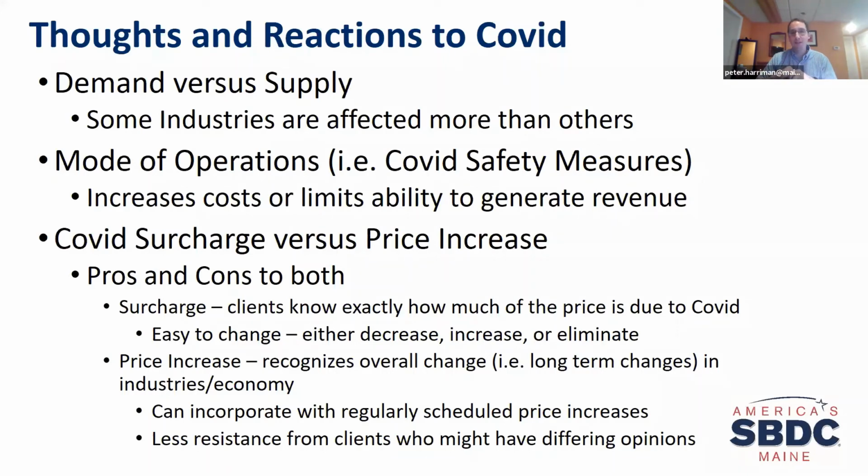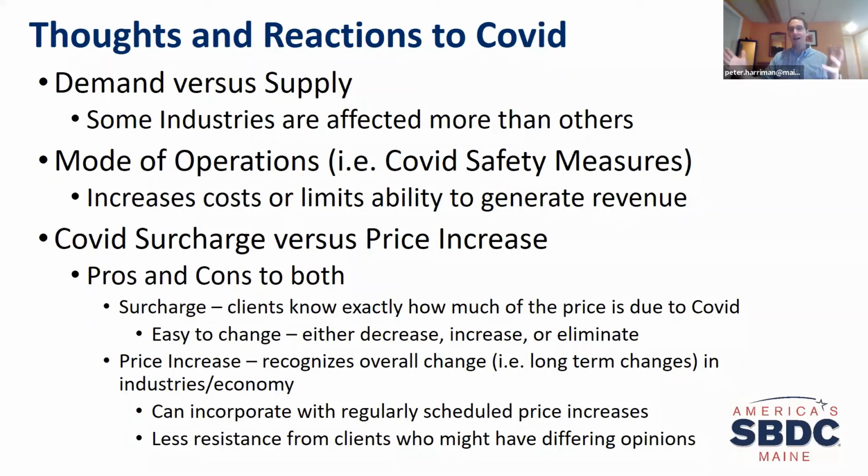Mode of operation, right? COVID safety measures, and there's really three different ways COVID is affecting businesses. One, it affects your industry in general, like restaurants or whatnot. Two, it could affect your workers, as far as a worker could get COVID and have to quarantine and not be able to work for you, right?